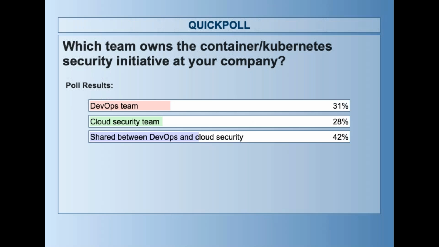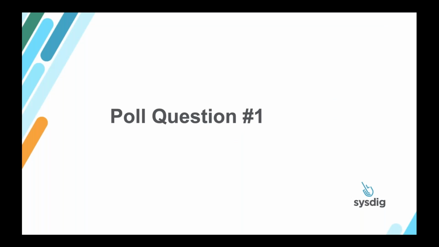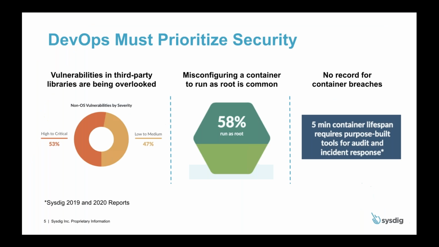All right, and here are our poll results. Looks like for the majority of organizations here, it's a shared responsibility. Yeah, this is fantastic. I think this falls in line with what we're seeing in the market and talking to customers, that it is really shared. And then the next team that is involved is usually the DevOps team. So makes a lot of sense. All right, well, I'll go ahead and hide these results. Perfect. So moving right along.